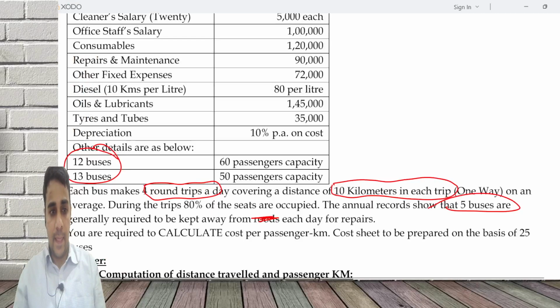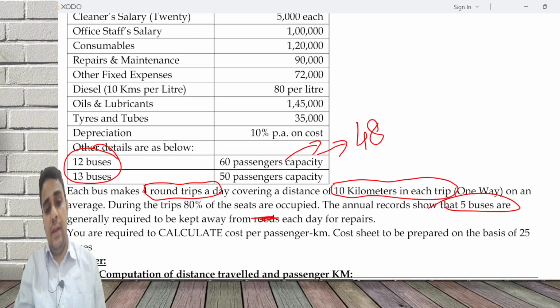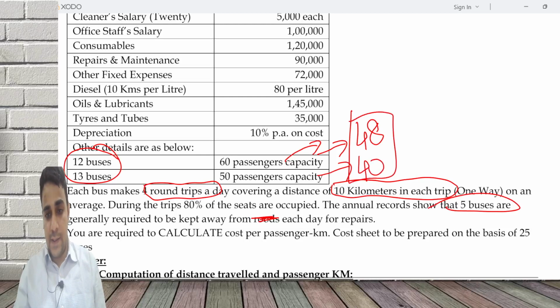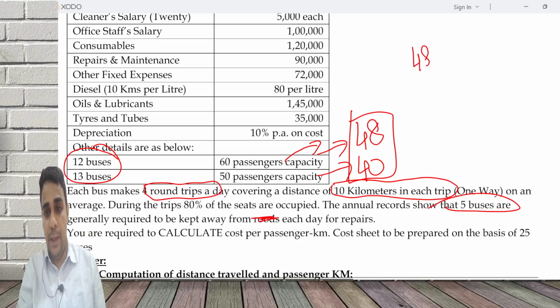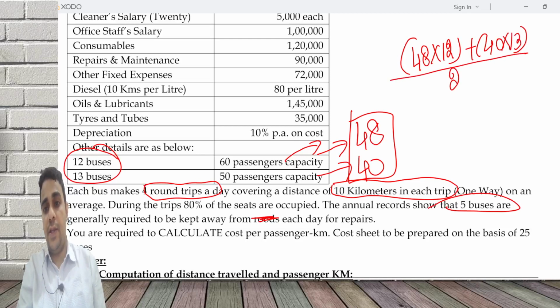Now listen, 60 passenger capacity is there where 80% seats are occupied, so 48 people will be there. Here 40 people will be there. 12 buses with 48 passengers, 13 buses with 40 passengers. Now what I want to know is on an average how much. So that is 48 people into 12 buses, 40 people into 13 buses, weighted average.